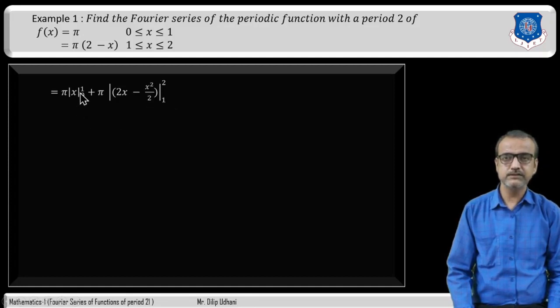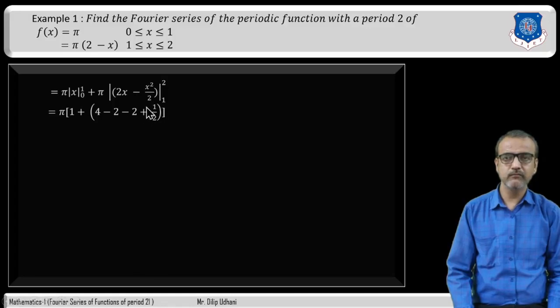Now we will apply first the upper limit and then the lower limit. So taking pi common, for upper limit 1 it is 1 and for lower limit 0 it will be 0, so 1 minus 0 is 1. Then for upper limit 2, it is 2 into 2, 4. Then minus 2 square by 2, so that is 2.